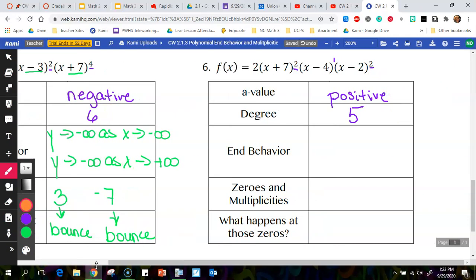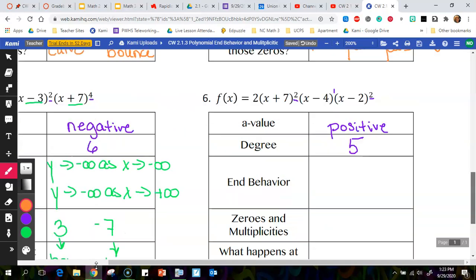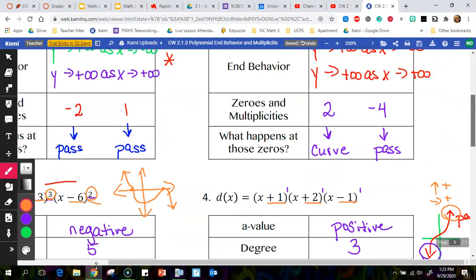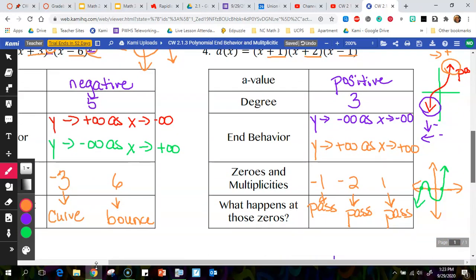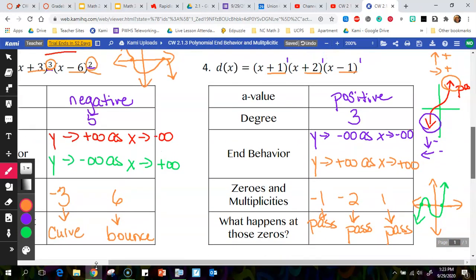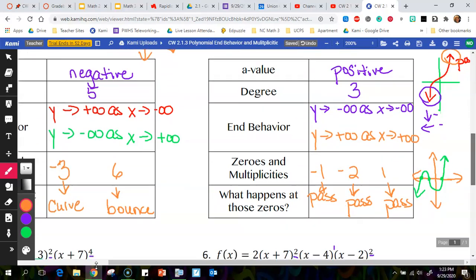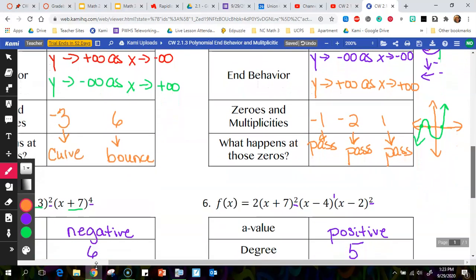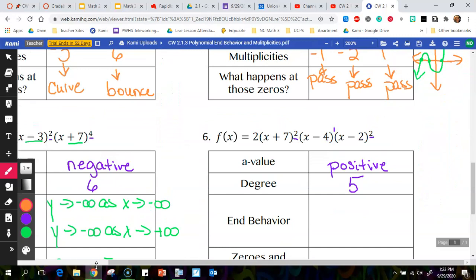Last one. This is a positive odd. All right, so do I have a positive odd up here? I do, right here. So what I can do is just copy the end behavior for number 4 because it's the same. Positive odd is always the same. Negative, negative, positive, positive.